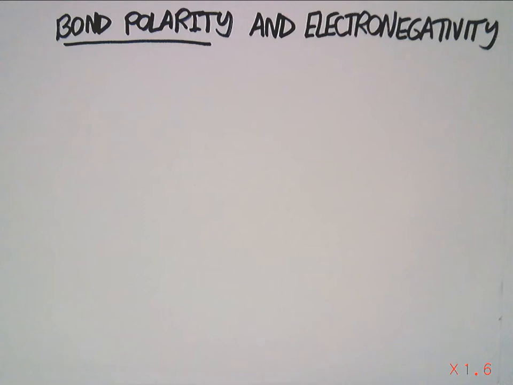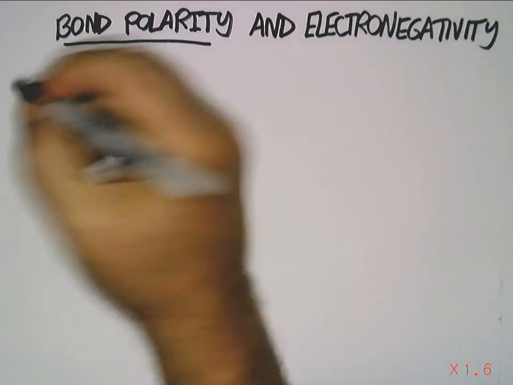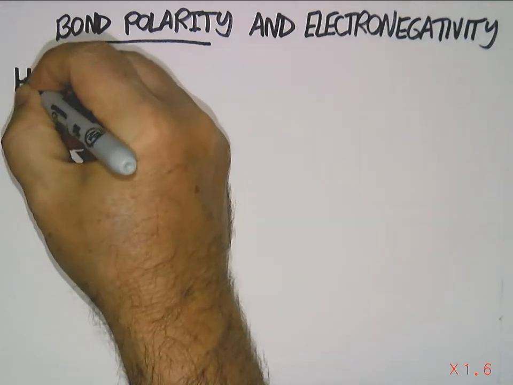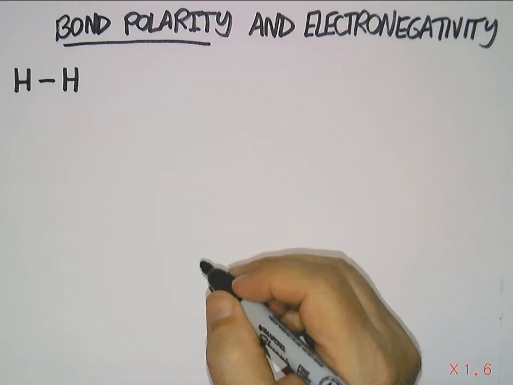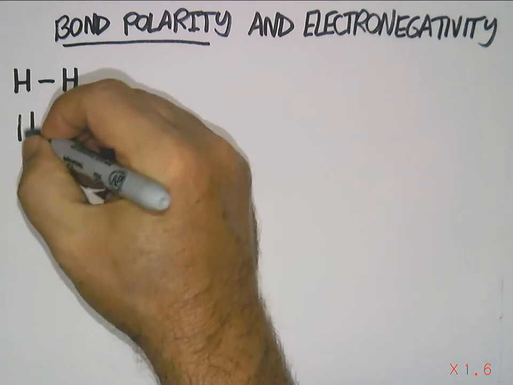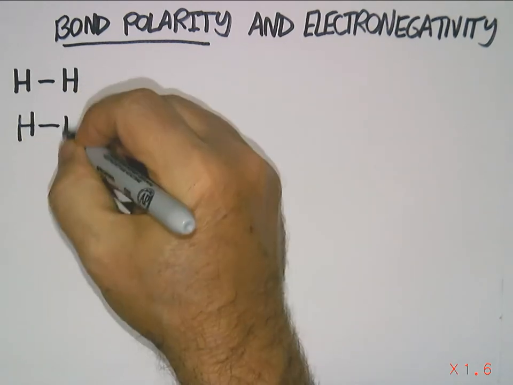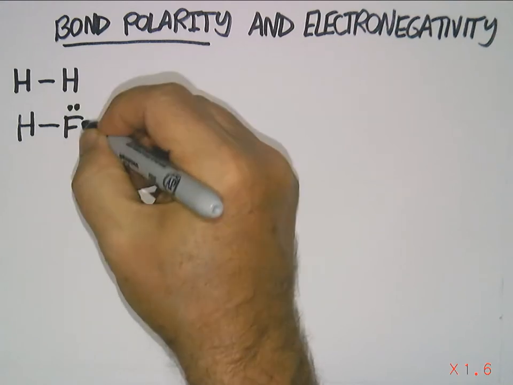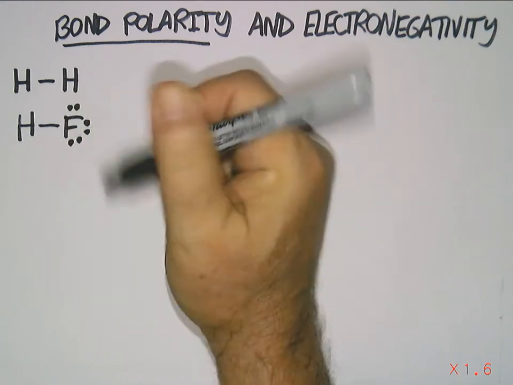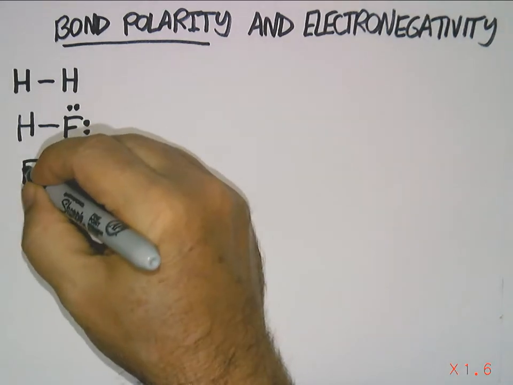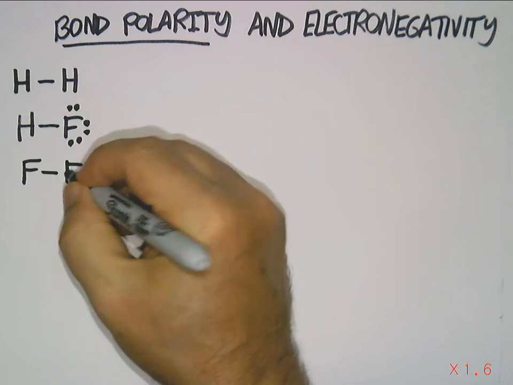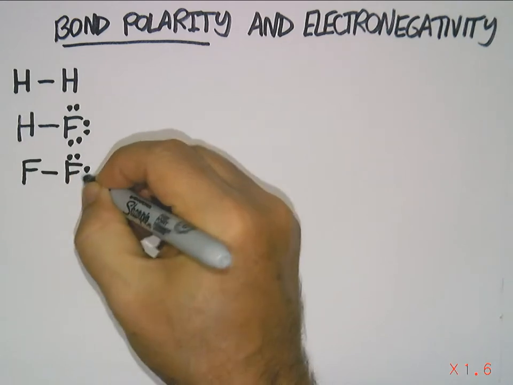In the last video, we did some simple Lewis structures for molecules that had only two atoms in them. Two of the ones that we did were the hydrogen molecule, H2, and hydrogen fluoride, HF. We didn't do F2. Do this one yourself. Try and put this one together and see if you get what I'm getting here.